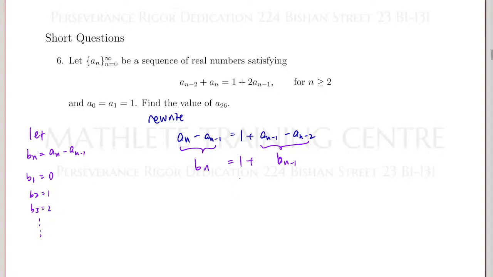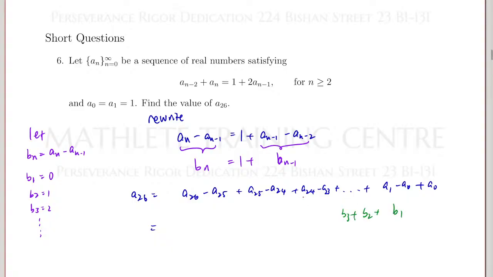And to find out A26, we are going to use each of these differences. We're going to write A26 as A26 minus A25 plus A25 minus A24 plus A24 minus A23. It's somehow like a telescoping series, right? All the way to A1 minus A0. Of course, at the end, we need to add A0. So what's this? Well, we know that this is the same as B1, B2, B3, all the way until B24, B25, B26.